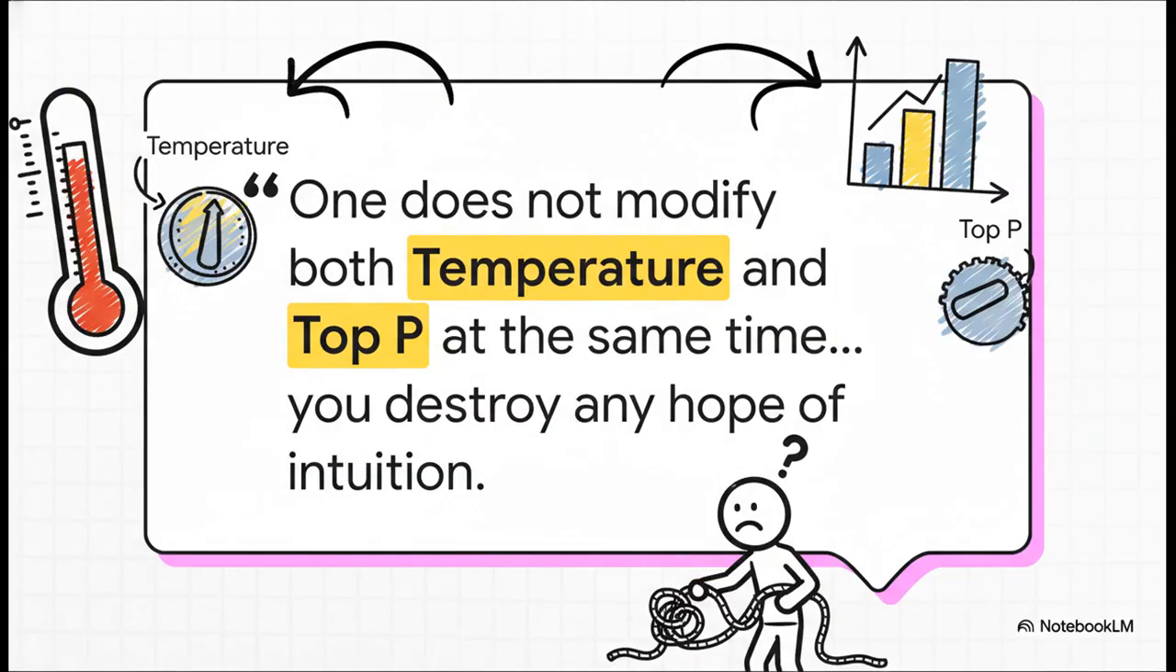And here is a fantastic pro tip from the experts. As you're playing around with this, only adjust temperature or Top P at one time, not both. They are both so powerful that if you change both and get a weird result, you'll have no idea which knob was responsible. Pick one, get a feel for it, and then you can start experimenting further.